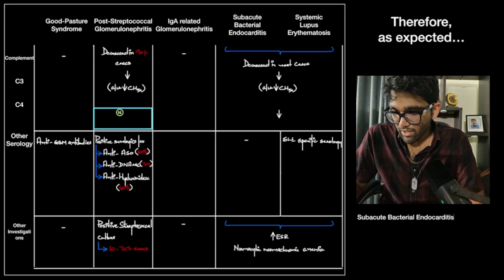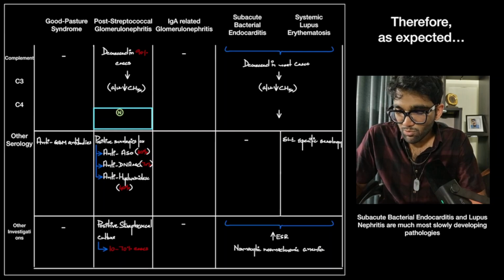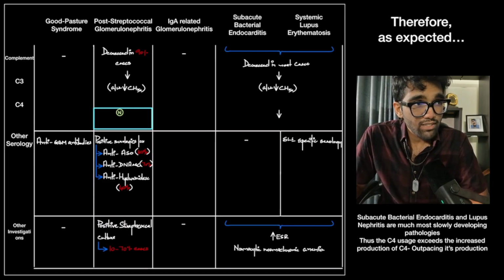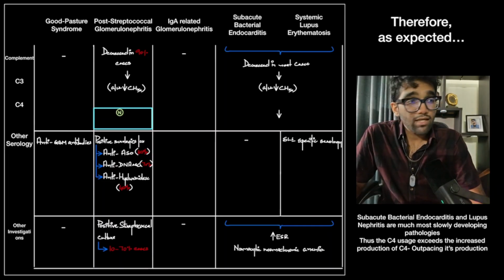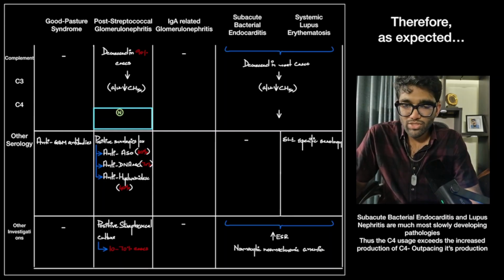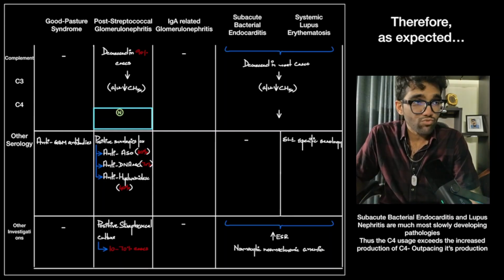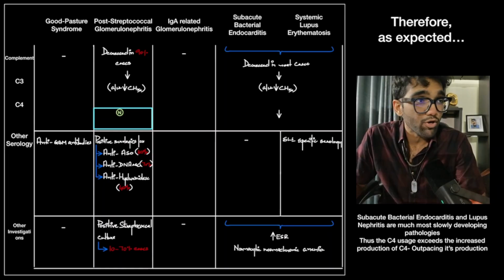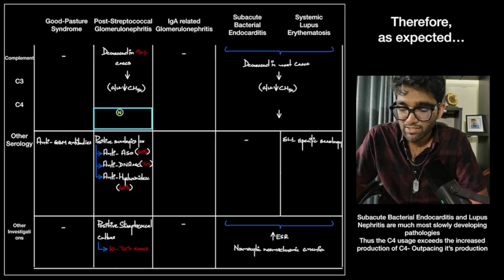Now, subacute bacterial endocarditis and lupus are much more slowly developing pathologies, as the names suggest. Thus, the C4 usage usually exceeds the increased production that occurred during the acute phase. So usually after the acute phase, it starts to fall. At that point, the consumption of C4 exceeds the production of C4, and as a result, you get a reduction in C4.